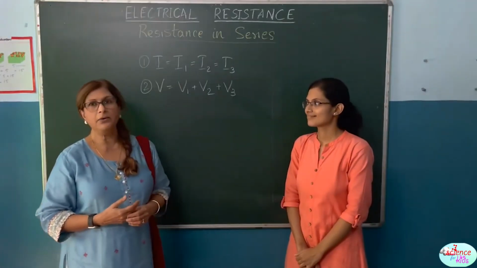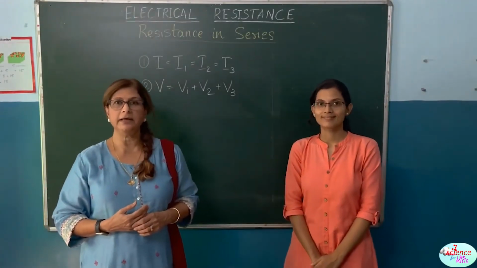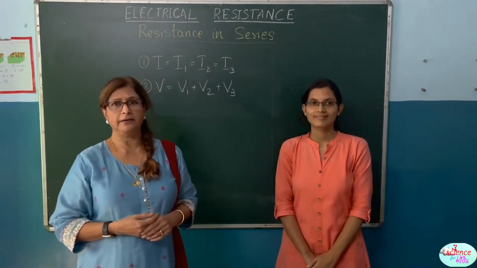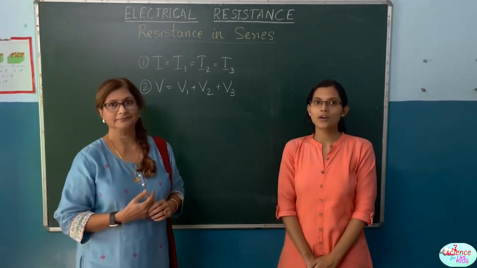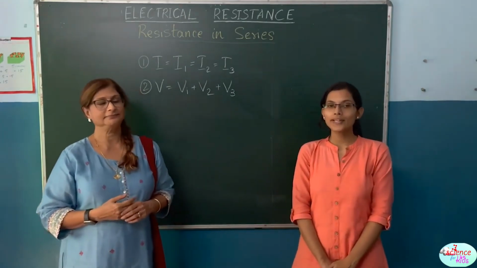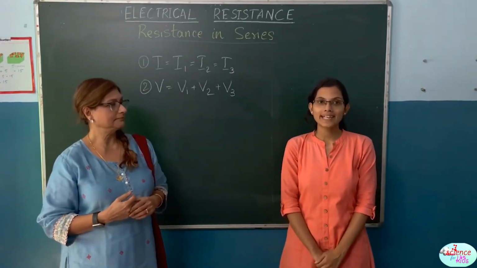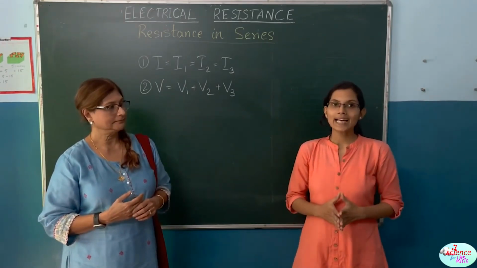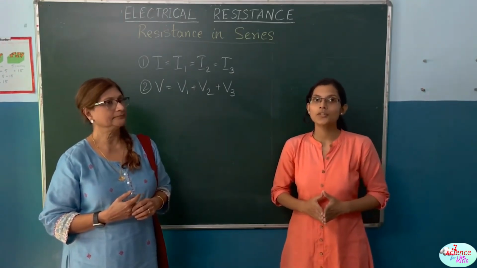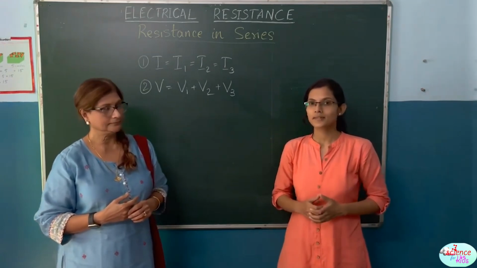Good. And now it's time to do the derivation. We have to bring Ohm's law here. You remember Ohm's law? Yes. Ohm's law states that current flowing through a conductor is directly proportional to the voltage across the 2 points, and it is inversely proportional to the resistance of the circuit.